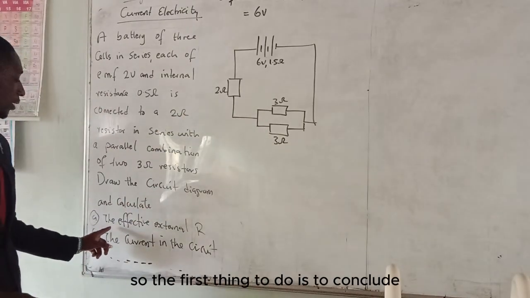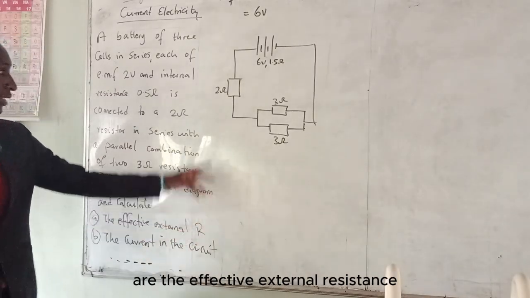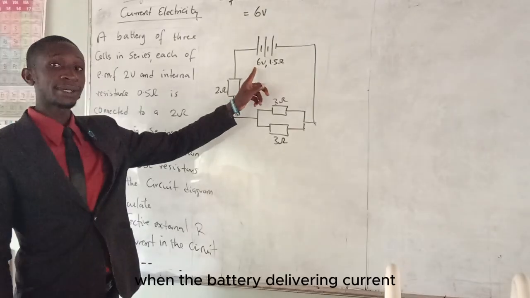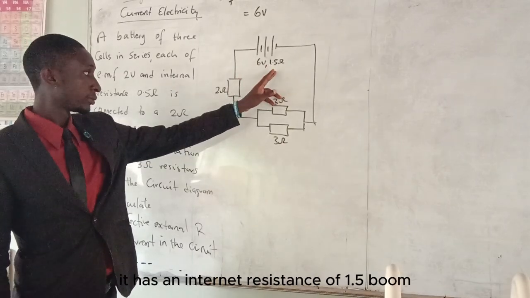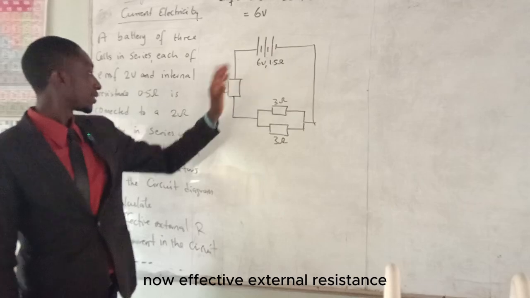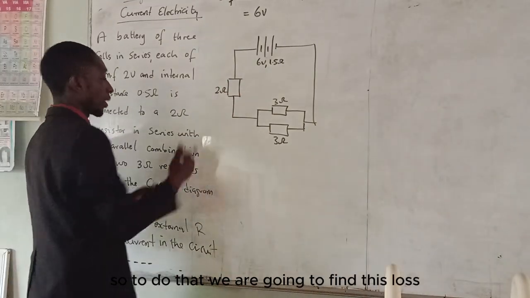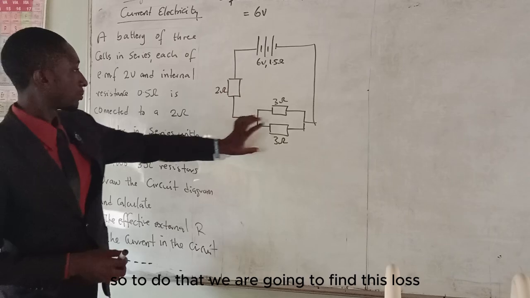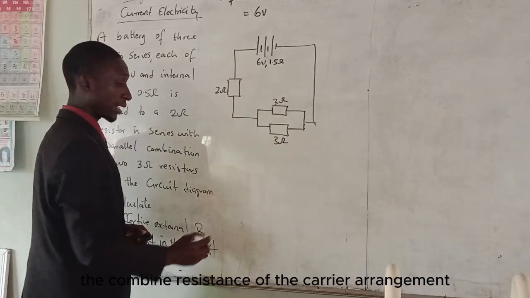So the first thing to do is to calculate the effective external resistance. Now remember, when the battery is delivering current, it has an internal resistance of 1.5 ohm. That is combined resistance. Now, we want the effective external resistance, not internal resistance. So to do that, we are going to find this plus. So let's start with the combined resistance of the parallel arrangement.